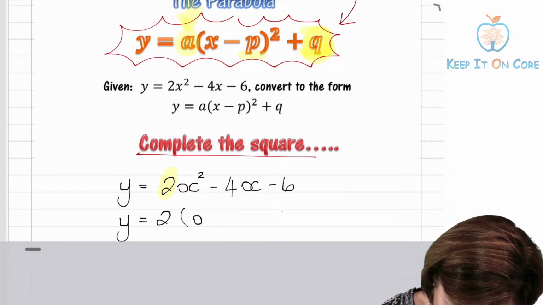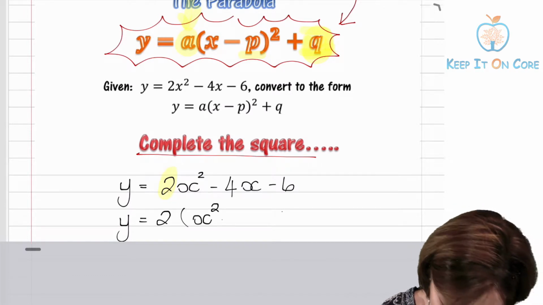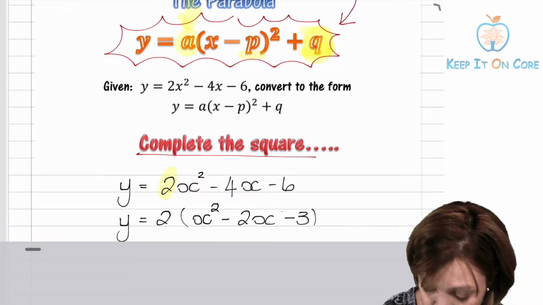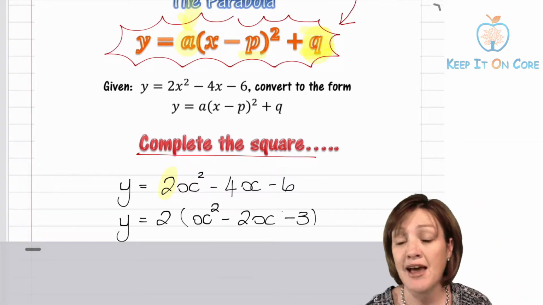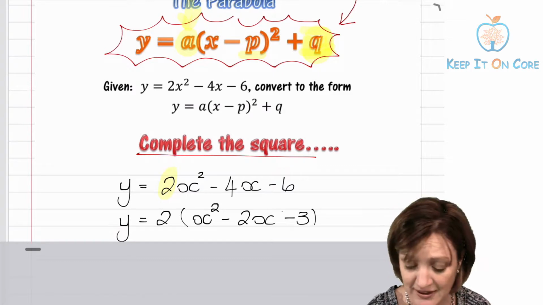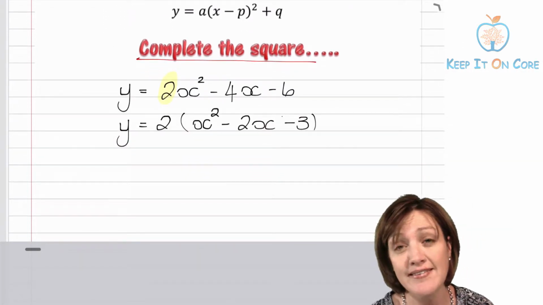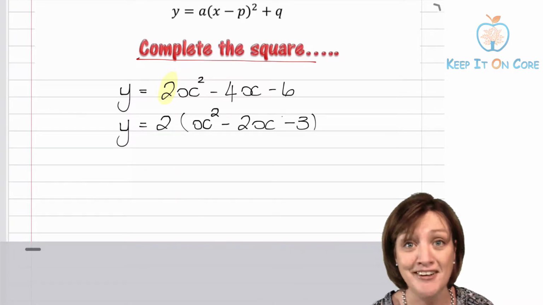So if I divide all three terms by 2, we land up with x², then −2x, and −3. All three of these terms happen to be divisible by 2. That doesn't always have to be the case, so you may sometimes land up with fractions inside that bracket, and that's okay.